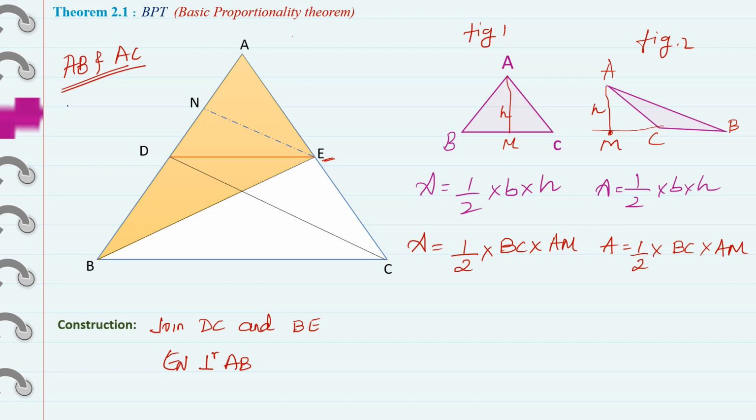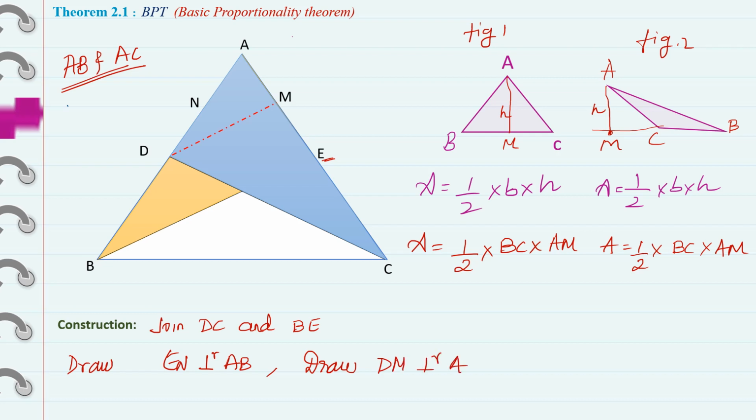Next, one more triangle is formed. See here, ADC is one more triangle. So in this triangle, how to find the area? We need the height, right? So draw a line from D which is perpendicular to AC. Correct? Draw DM which is perpendicular to AC. So we are concentrating on the sides AB and AC.